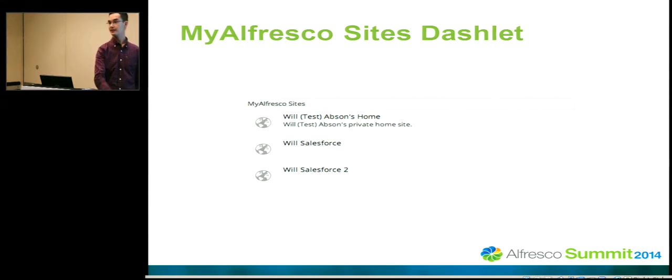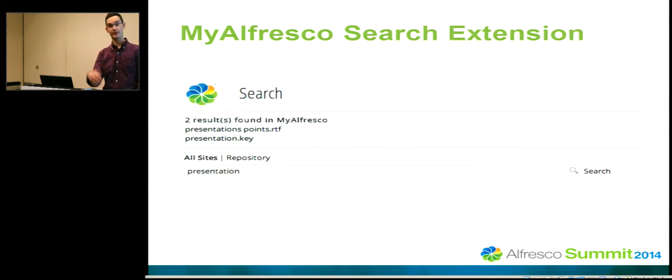This is the dashlet that was developed at the hackathon at Boston last year. So it was really very simple. It just lists the sites that you have created in the Alfresco cloud, and it does that in your on-premise Alfresco, so you can see both side by side.